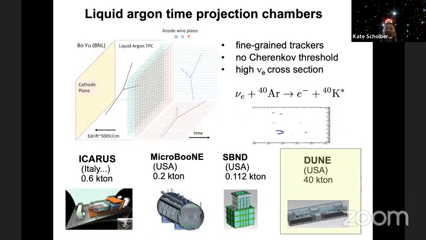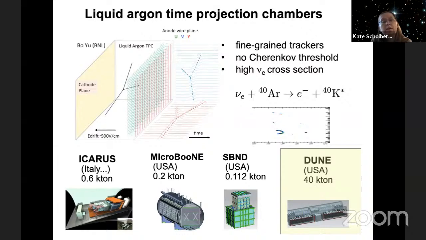Okay, so now let me talk about argon, which is what I've been putting a lot of time in personally recently. There are several instances of detectors called liquid argon time projection chambers. The idea here is that you are actually looking at fine-grained tracks coming out of the final state of an interaction. And these are actually built mostly for accelerator neutrinos.